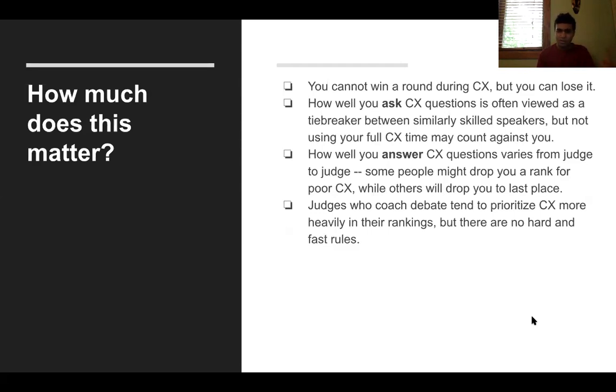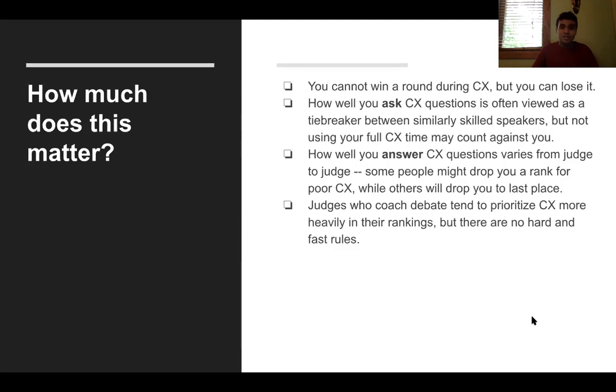Another thing is that not using your cross-examination time fully may count against you. You have to critique a 7-minute speech, so ideally you have at least a couple of questions you can ask. Now, how well you answer cross-examination questions varies from judge to judge. Some people might drop you a rank for a poor cross-examination, while others will drop you to last place. Typically, it's the judges who coach debate who tend to prioritize cross-examination more heavily in their rankings, so they'll be the ones more likely to drop you to last place, but there are no hard and fast rules. The point being this: you can't win a round because of cross-ex, but you definitely can lose it.